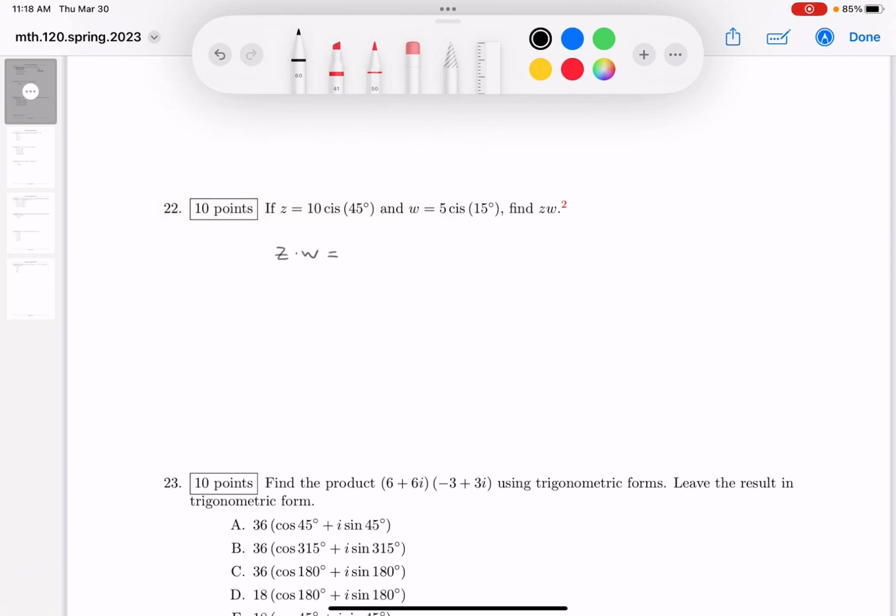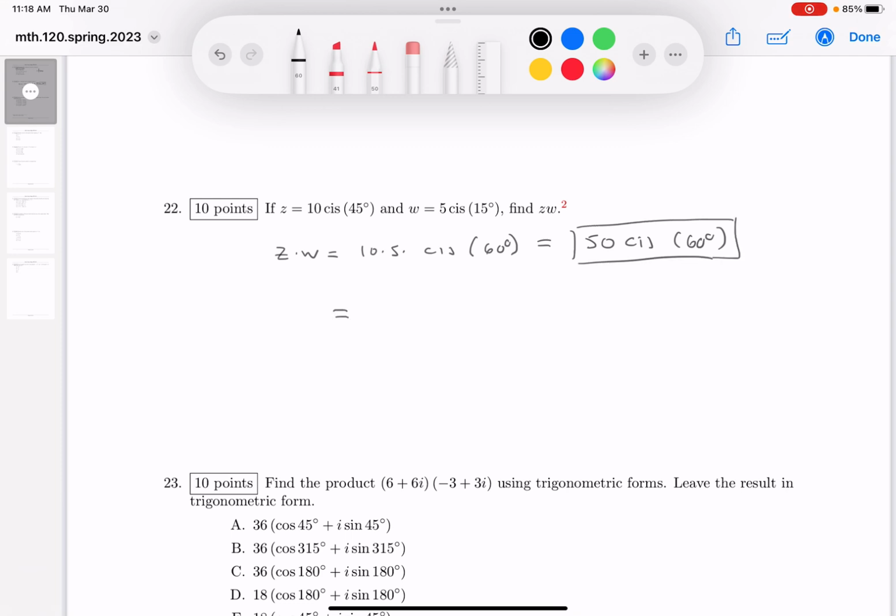What's that going to be? Well, let's see. 10 times 5 is 50. You don't want to write down 10 times 5 first. And there's going to be CIS. You add the arguments together, which is 45 and 15, which is 60 degrees. Let me just clean it up a little bit. That's going to be 50 CIS of 60 degrees. I'm going to put a little box in that, indicating that's an acceptable answer.